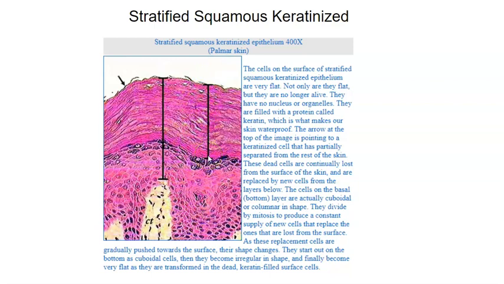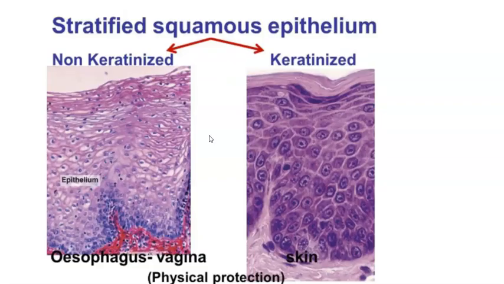So this would be like the surface of your skin. This says even palmar skin, so skin found on your palm. Notice that you can't see the nuclei because the nuclei have died. These keratinocytes are not living. They're just cells filled with a protein called keratin.